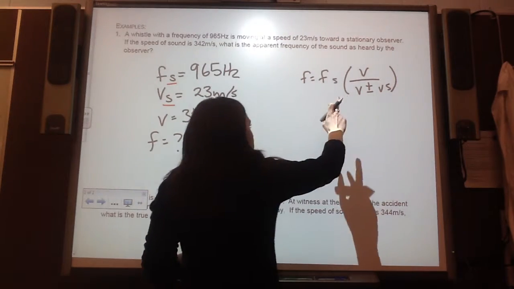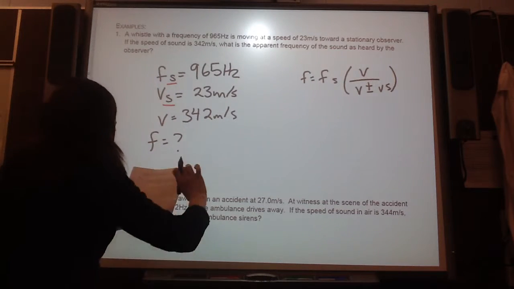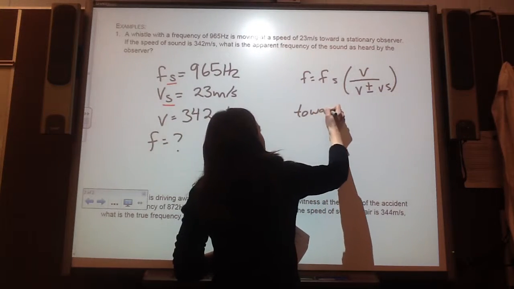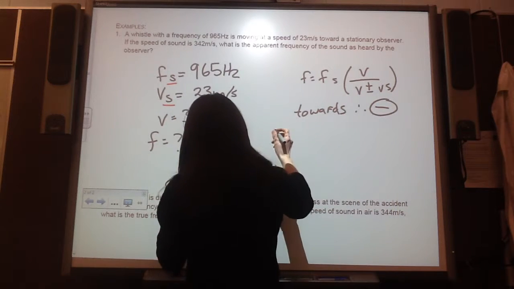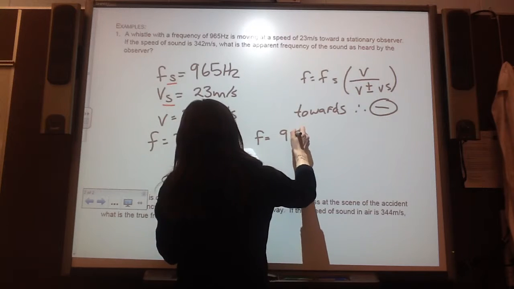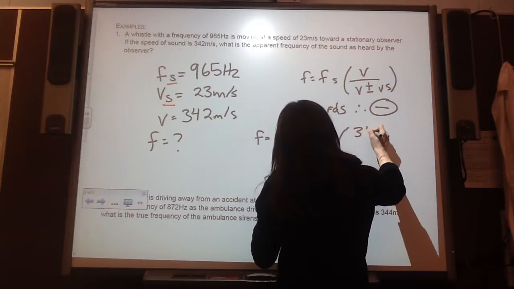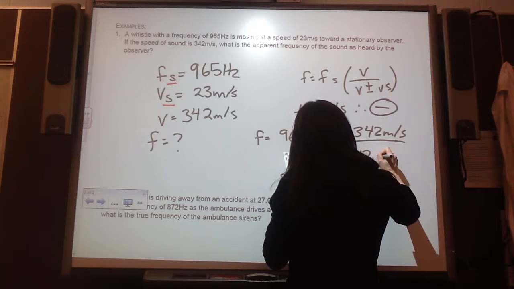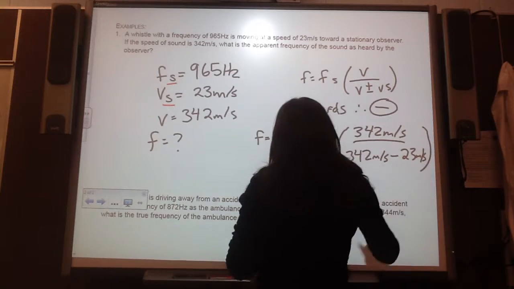Okay, so am I going to use the plus or the minus? Minus, because it is moving toward. So towards, therefore we use the minus. So 965 hertz multiplied by 342 meters per second minus 23 meters per second.